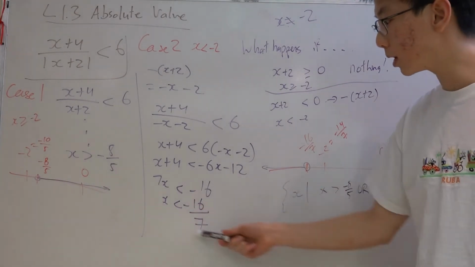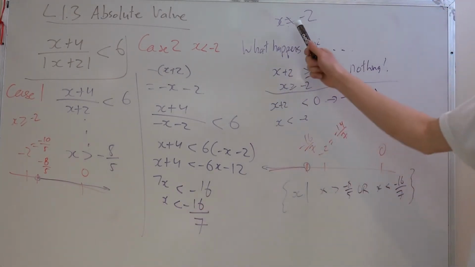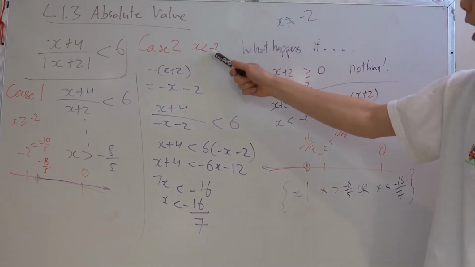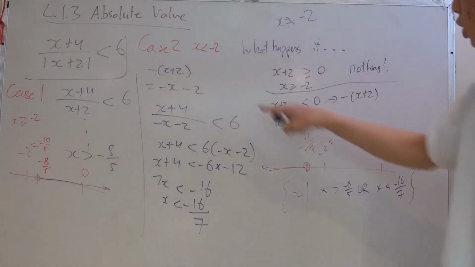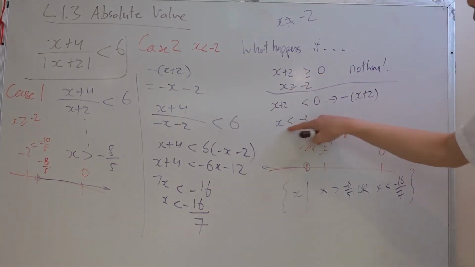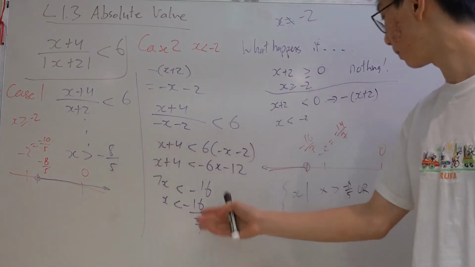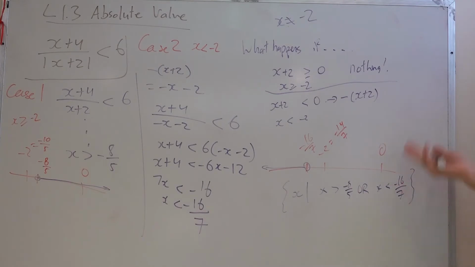You get one solution set. You make sure that it coincides with this and that. So x cannot be negative 2, and x must be less than negative 2. How did I get this? Remember, I just look over here. Right? It's an equivalent condition. And then you just get these two sets. Put it in a set notation, and you're done. Okay? That's how you solve these problems.